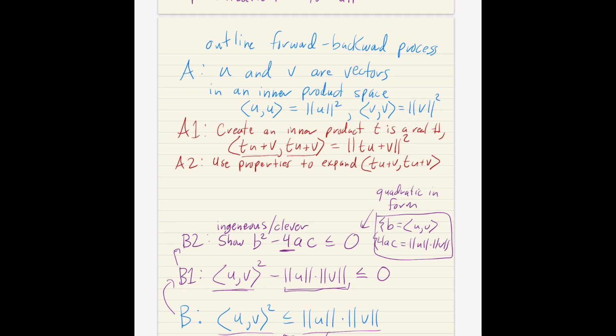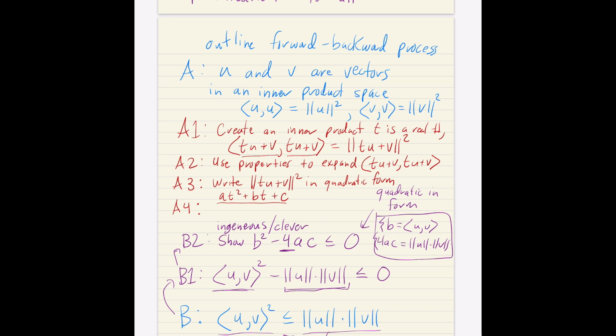Once we expand that product, we hope, and this will work, but only through testing this prior, we want to write the magnitude of tu plus v squared in quadratic form. And the way it's going to be written is something like at squared plus bt plus c. And then the step that's going to connect it to B2 is step A4. Step 4 is that we want to take this expression, and we want to use the quadratic formula.